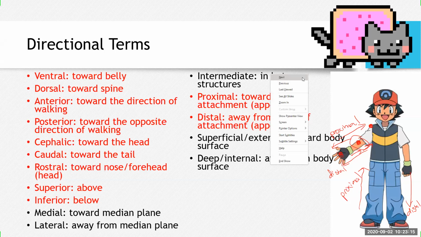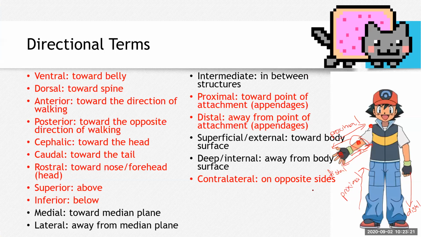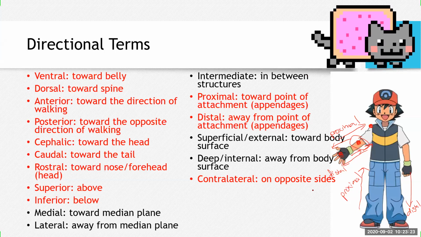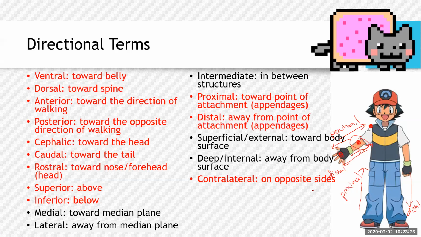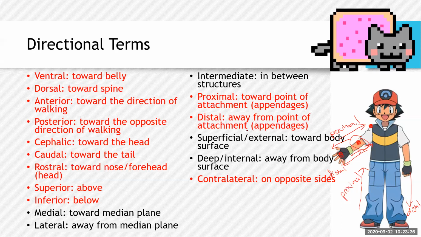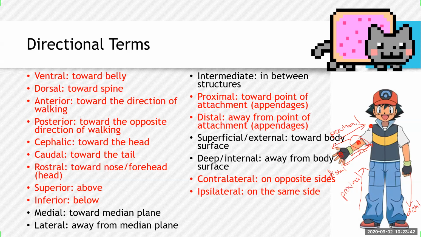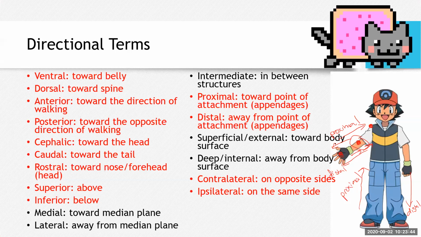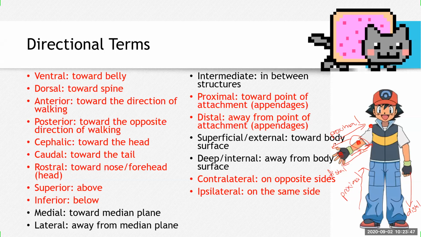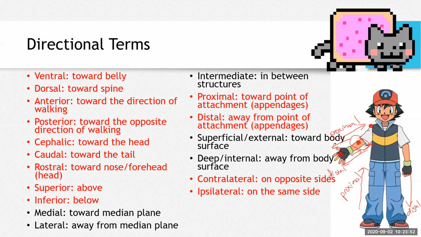Superficial, pretty obvious. Deep is pretty obvious. Contralateral means going onto the opposite side, okay? So your right eye is contralateral to your left hand, or your left foot is contralateral to your right hand, okay? So that's what contralateral means. Ipsilateral means on the same side. So your right eye is going to be ipsilateral to your right hand, which is also ipsilateral to your right foot, but it's contralateral to your left foot.